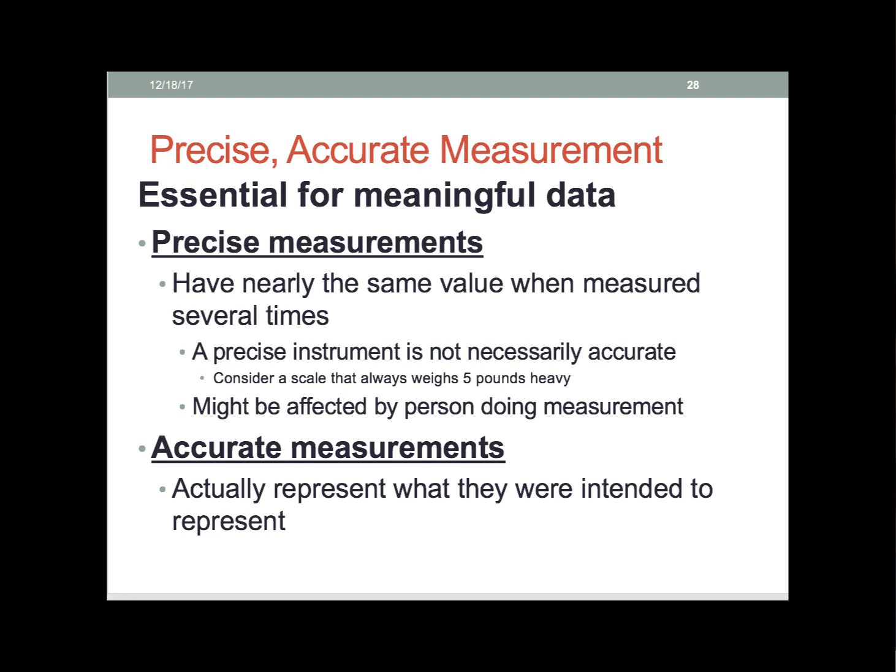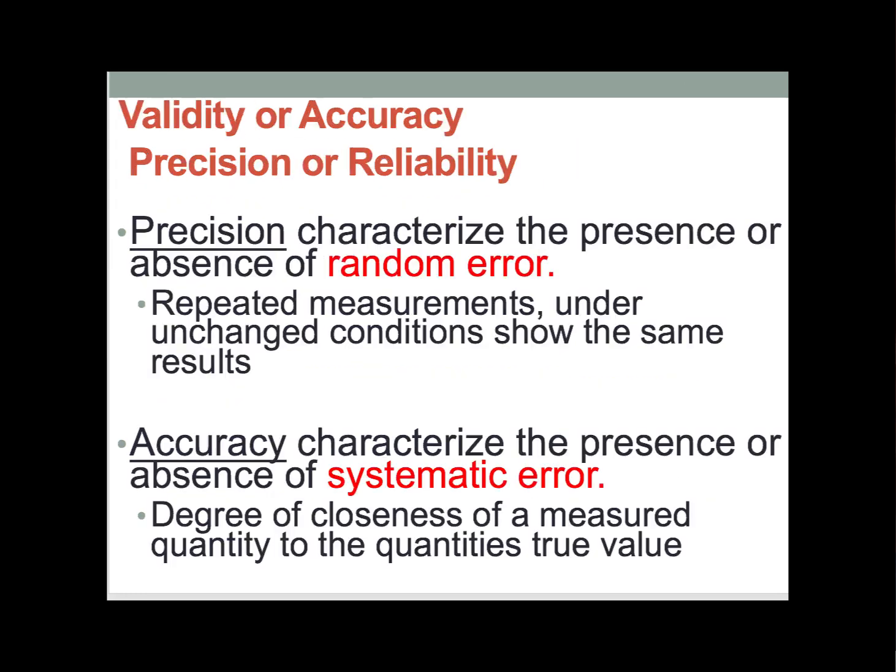But a precise measurement may not be accurate. If my scale was 5 pounds off and it measured me at 130, even though it was precise, it measured 130 over and over and over again, because it was 5 pounds off, it wasn't actually accurate. So accuracy, are we measuring what we should? And precision, are our measurements repeatable? Precision is random error, and accuracy is systematic error.